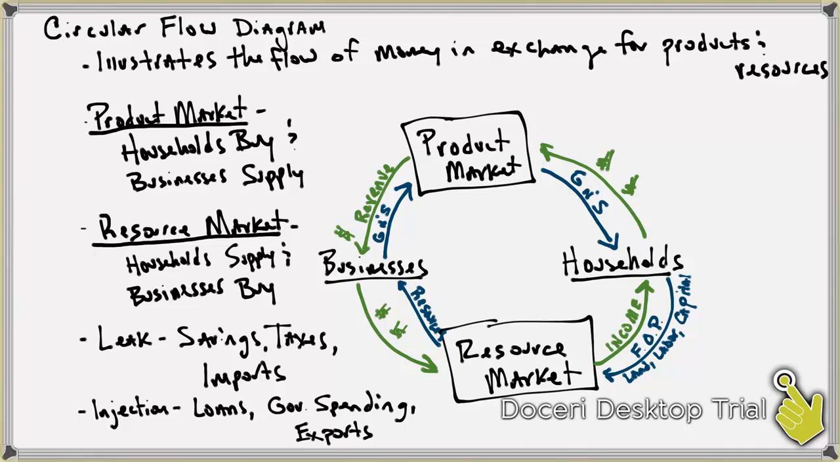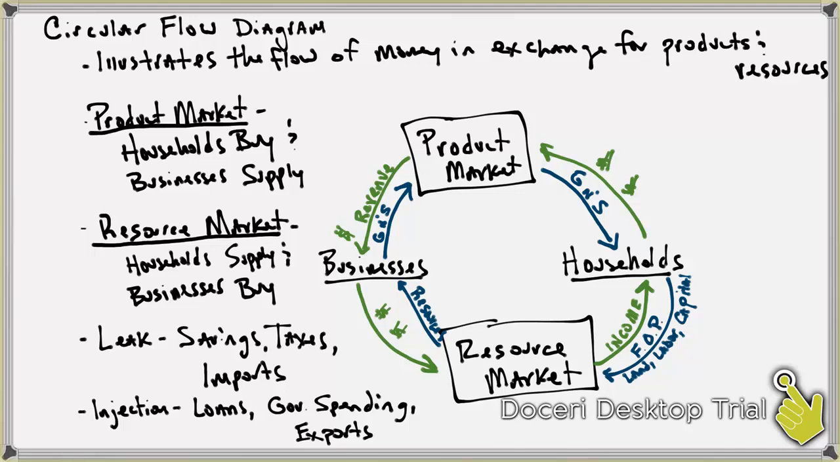And when we get to the resource market, things are a little bit different. Businesses are now the buyer because businesses need resources to be able to produce their products. And households are the suppliers of the factors of production, the resources: the land, the labor, and the capital. And so that's the exchange that is taking place: households are earning income for supplying those factors of production. And the businesses take those resources and then they use them to go and produce their products.